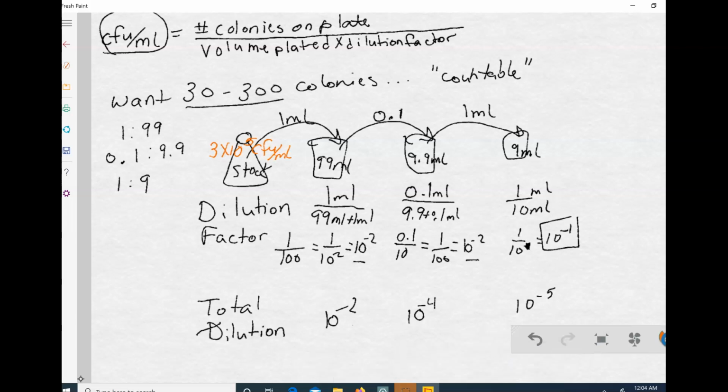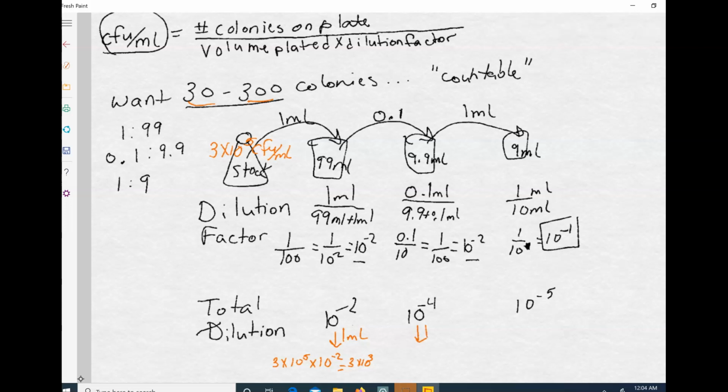If I diluted that 1 to 100, and then I put onto a plate 1 milliliter of that, I would expect to have 3 times 10 to the 5th times my dilution factor of 10 to the minus 2, or 3 times 10 to the 3rd, 3,000 colonies on my plate. That's way more than my 30 to 300 countable colonies for a countable plate.